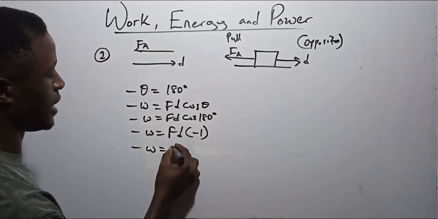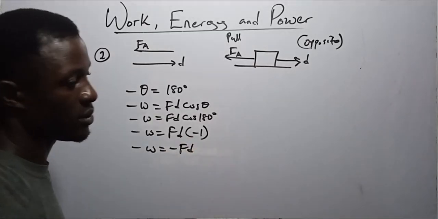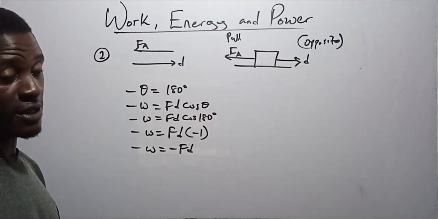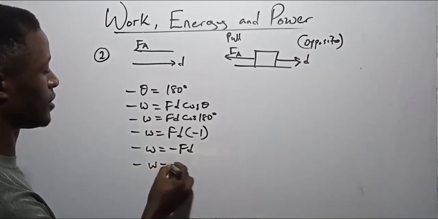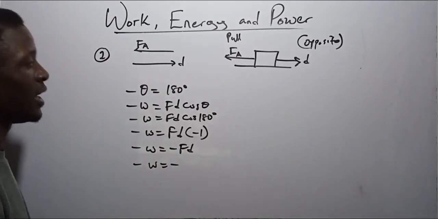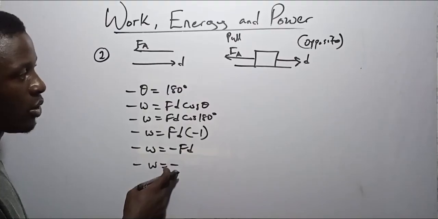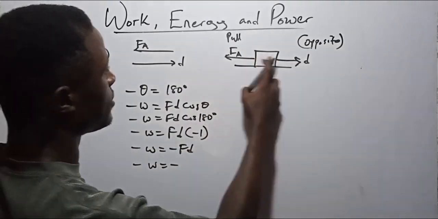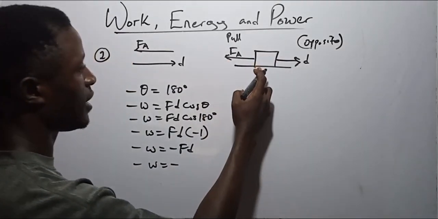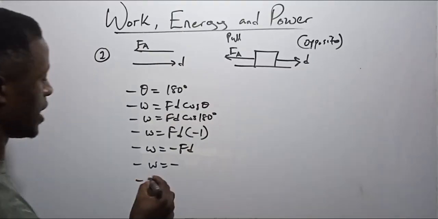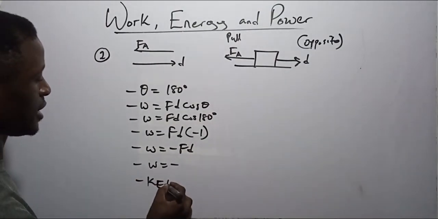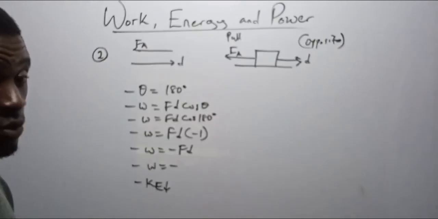If you use that here, it's going to give you minus negative force times displacement, and that is just telling you, this minus sign is telling you that this force is going to do a negative work on this object. So if this object is moving in this direction, if I pull it back, I'm going to reduce the speed. So here we say that kinetic energy is reducing. Kinetic energy will go down.